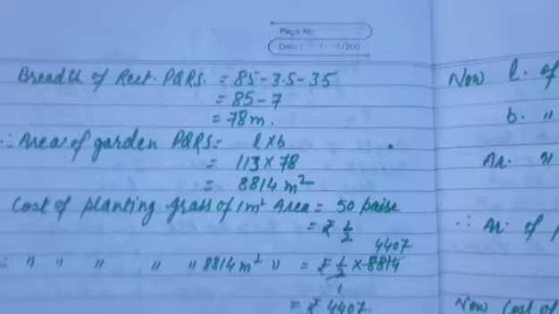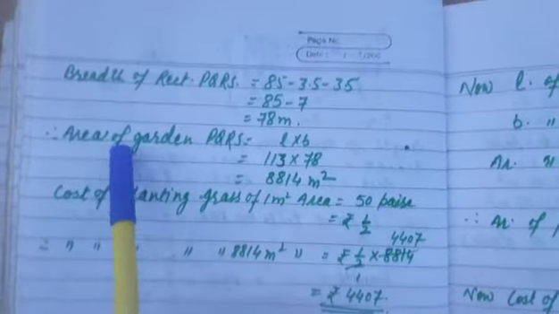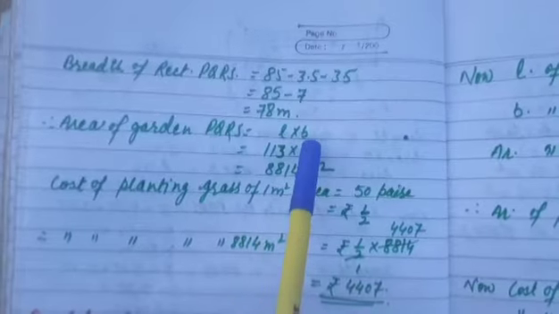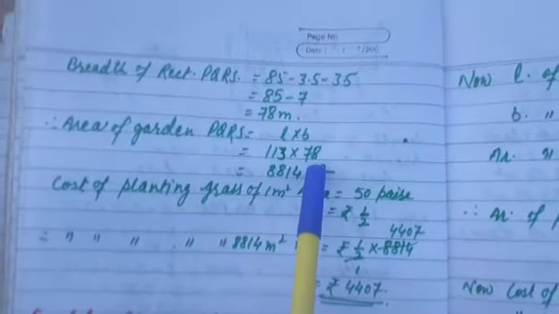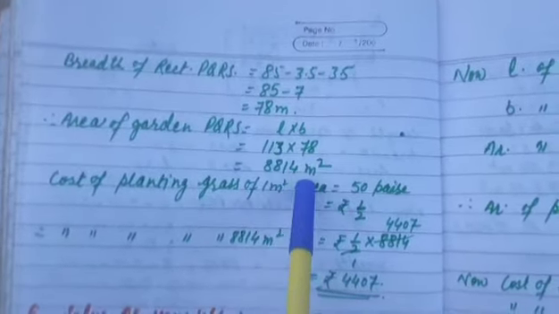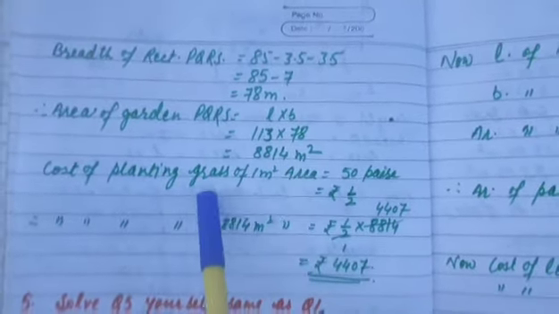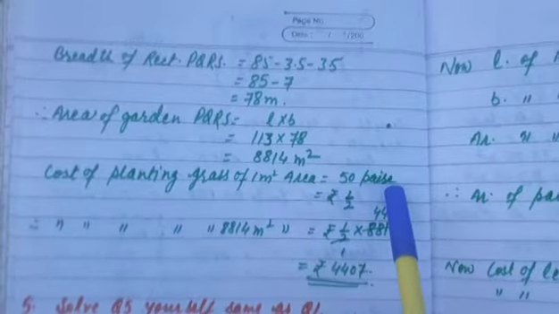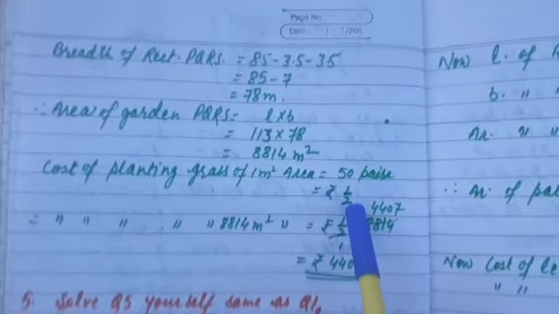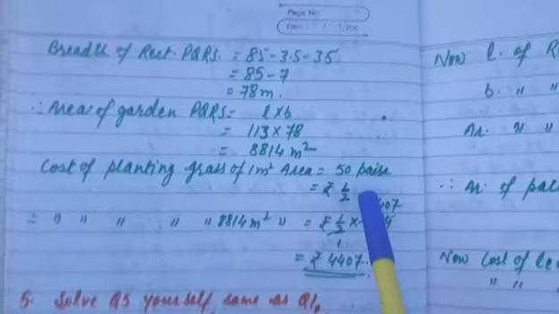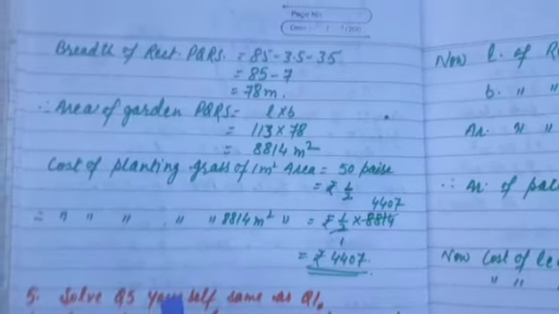It is 78 meter. Therefore, the area of this garden PQRS is length into breadth, which is 113 into 78, and it is equal to 8814 meter square. The cost of planting the grass per 1 meter square area is 50 paise, which means 50 upon 100, that is 1 upon 2 rupees.